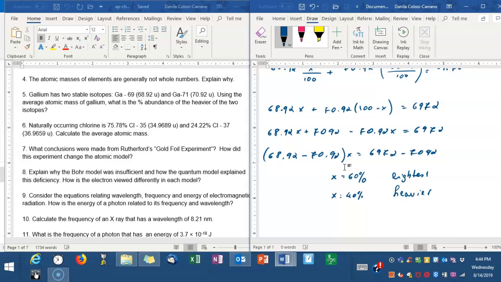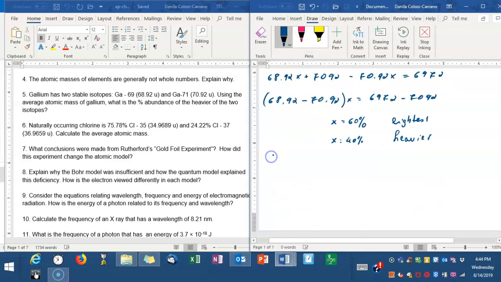Question number 6. Naturally occurring chlorine is 75.78% chlorine 35, which is actually 34.9689 units, and 24.22% chlorine 37, which is really 36.9659 units. Calculate the average atomic mass. Exactly the same procedure as before. 75.78% of the mass of 34.9689, and also 24.22% of the 36.9659, and this is equal to chlorine, which is 35.45.